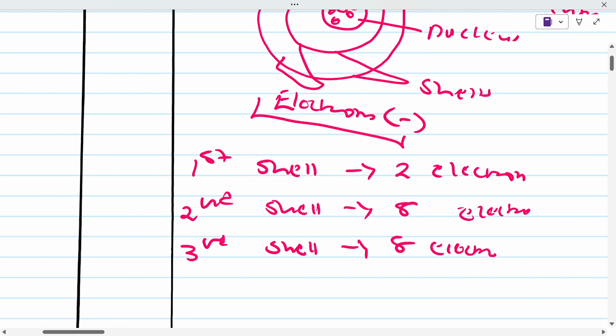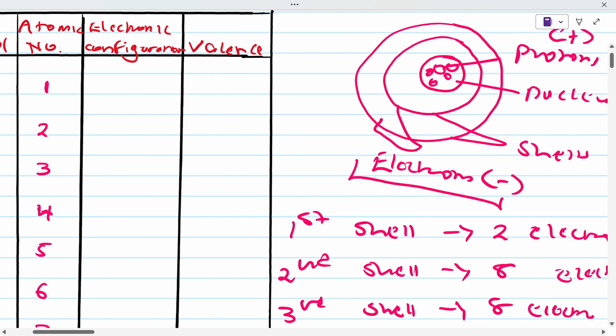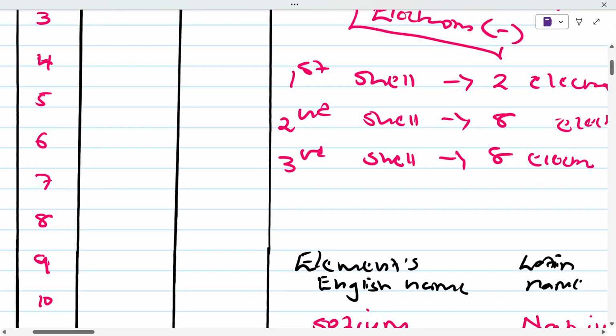Etc. Now, each shell can never be filled if the shell before it is not filled. So that's the principle behind the electronic configuration. Meaning, in electronic configuration, we want to see which number of shells are filled, or how many shells that given atom of that element will have based on the number of electrons it has.